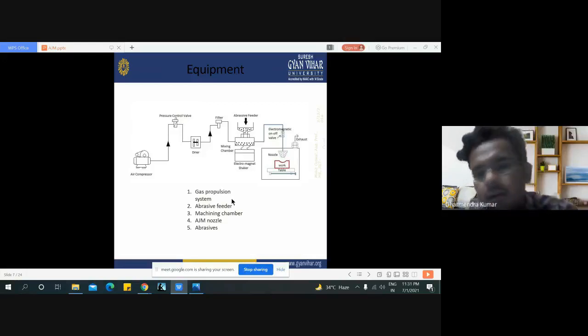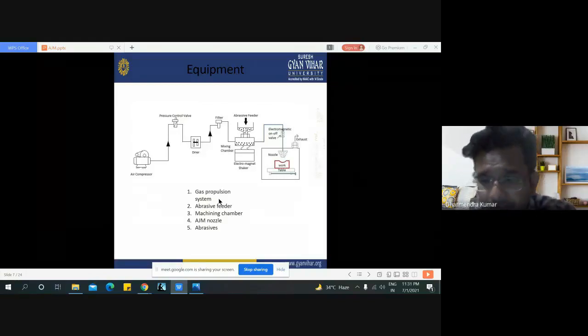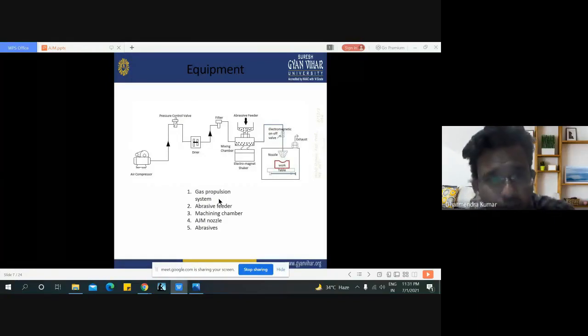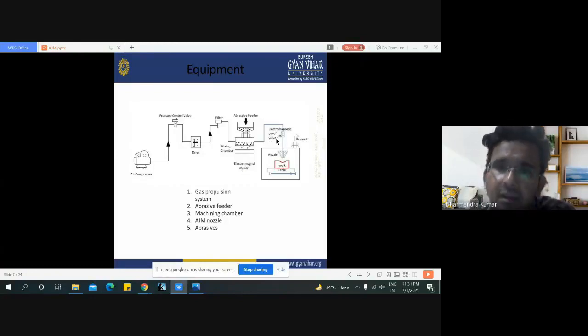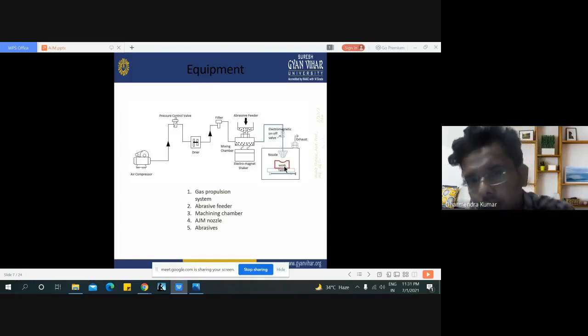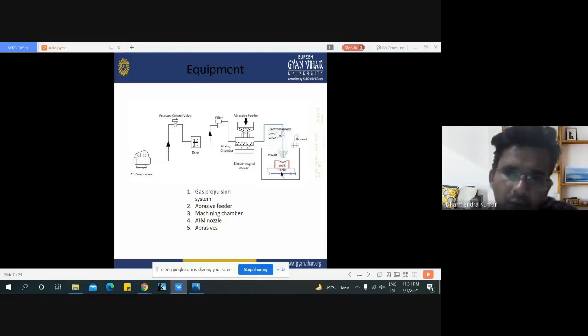Here are the major components used as equipment in the abrasive jet machining process: air compressor, dryer, filter, mixing chamber, electromagnet shaker, abrasive feeder, electromagnetic on-off valve, nozzle, workpiece or job table, and exhaust.